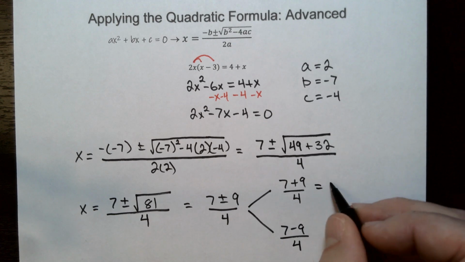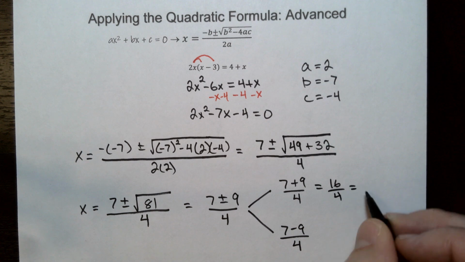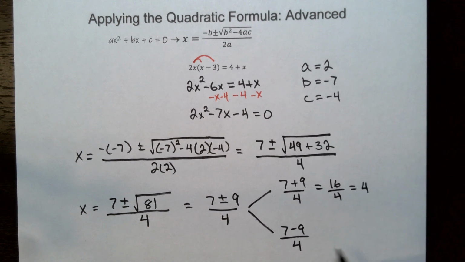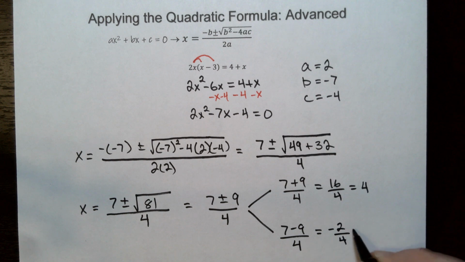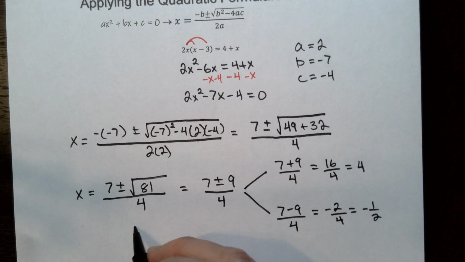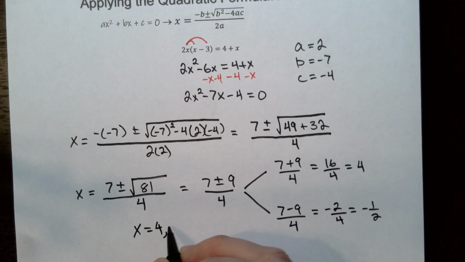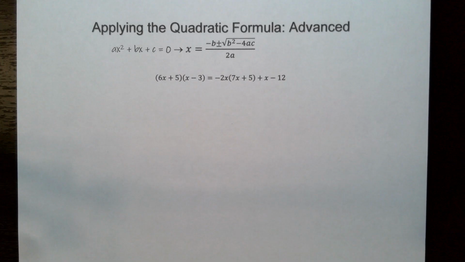Clean those up, the top will be 16 over 4, which is 4. That's our first solution. 7 minus 9 is negative 2. Negative 2 over 4 reduces to negative 1/2. So x is equal to 4 and negative 1/2. Okay, let's take a look at another one.